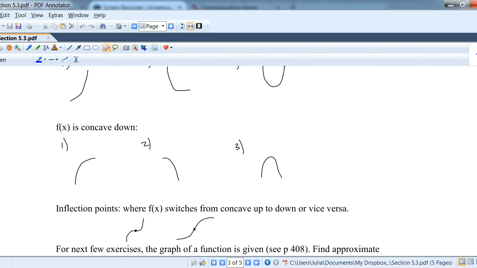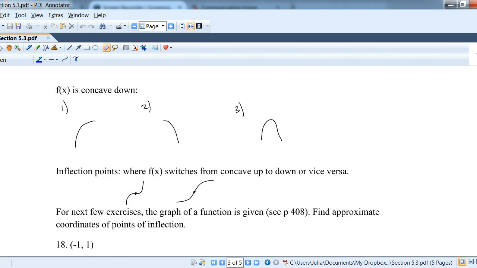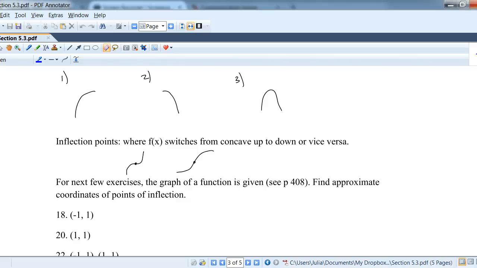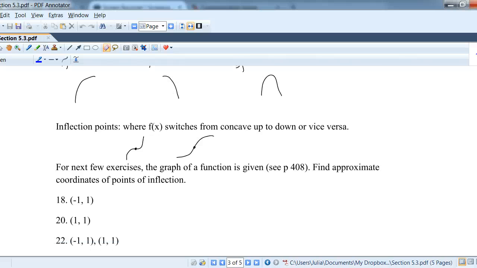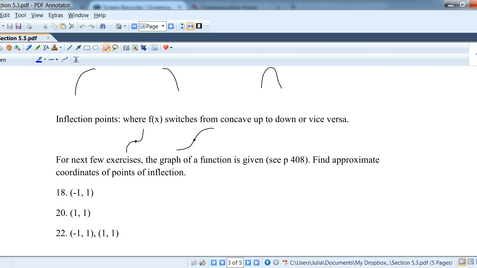So you can take a look at the graph of the function. We'll probably do this in class, but you can visually see where the inflection points would be and what the concavity is. So we'll do these problems in class. We'll come back to them, but these are the answers for these problems.